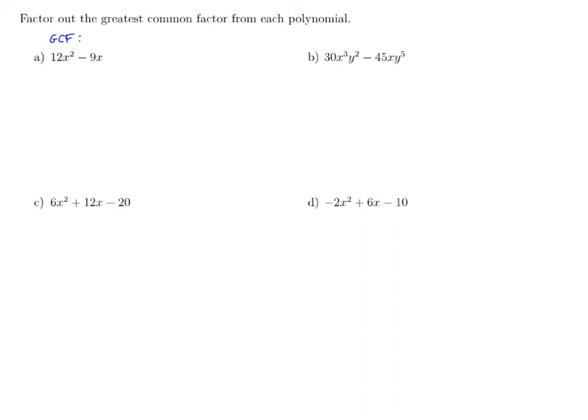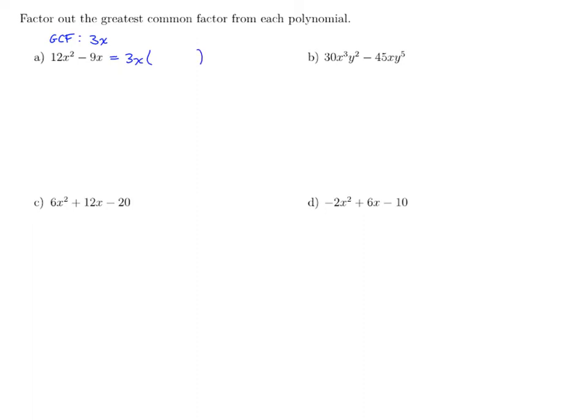So looking at the coefficients between 12 and 9, the greatest common factor is 3. And then with our variable terms, we have x squared in the first term, and in the second term we have x. So the greatest common factor among those is just x. So the greatest common factor of the terms in this polynomial is 3x. So that's what we're going to factor out. So 12x squared minus 9x is then equal to 3x times something.